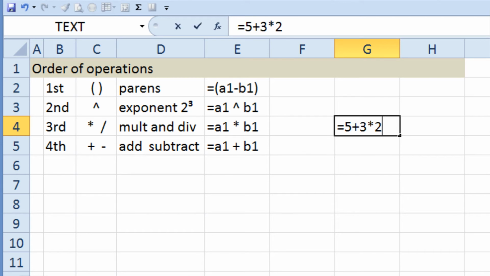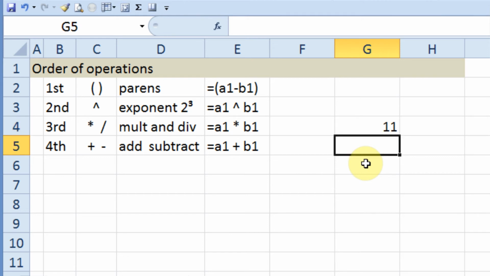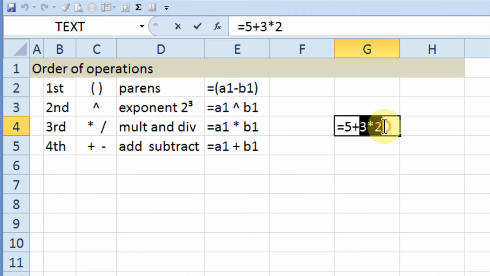Now in the example I'm showing here, it looks as though I'm taking the number 5, adding it to the number 3, giving us 8, and then multiplying that by the number 2, which should give us 16, but it doesn't. It gives us the number 11. The reason for this is that Excel will compute 3 times 2 first, giving us 6, and then adding that to 5. So in other words, the multiplication is done first. It has higher precedence than the addition operator over here.